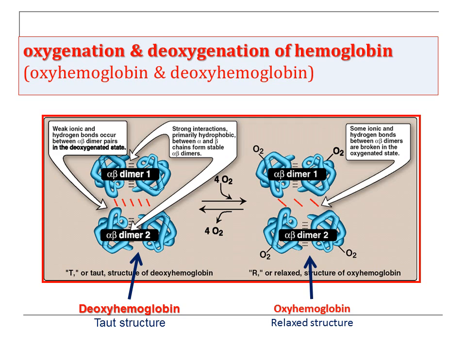So the process of oxygenation: 1. Looking at this diagram, we have deoxyhemoglobin, in which weak ionic bonds and hydrogen bonds occur between alpha beta dimer pairs in the deoxygenated state, and this strong interaction, primarily hydrophobic between alpha and beta chains, forms stable alpha beta dimers.